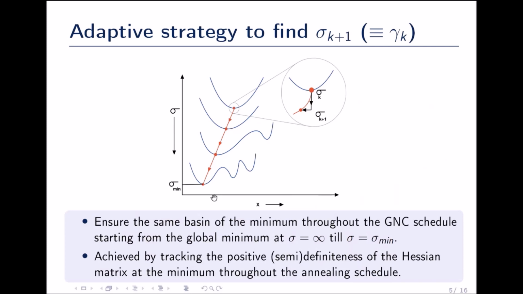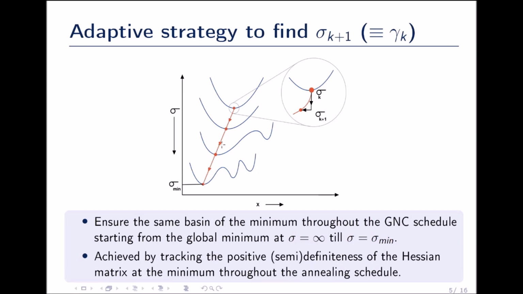We propose an adaptive annealing scheme in this work. Starting from the global minimum at sigma equal to infinity, if we ensure that we stay in the same basin of minimum throughout the annealing until we reach sigma min, then the resulting solution will be a good local minimum, if not the global minimum. Mathematically, it translates to the following.